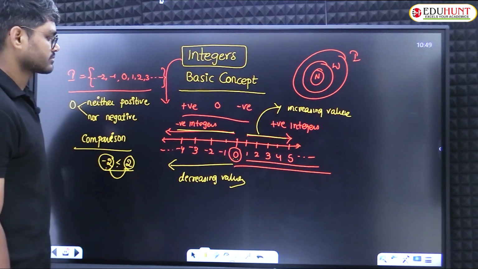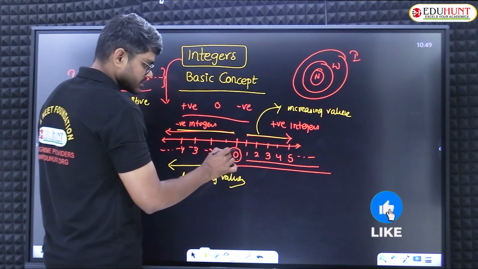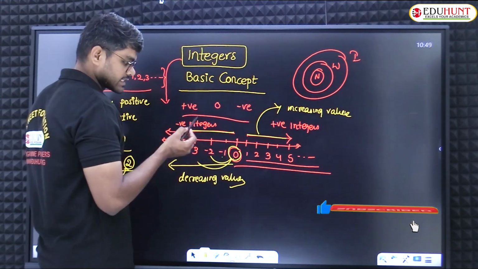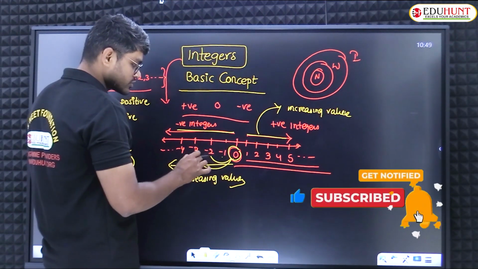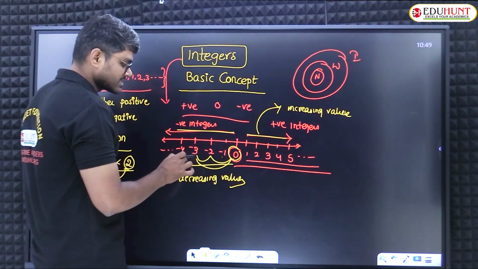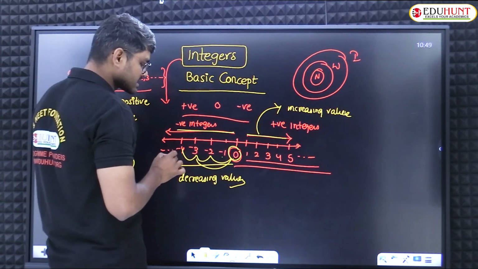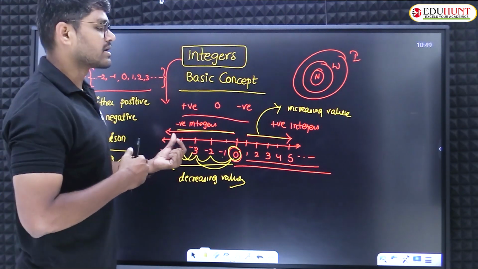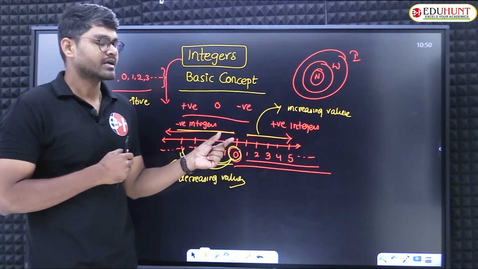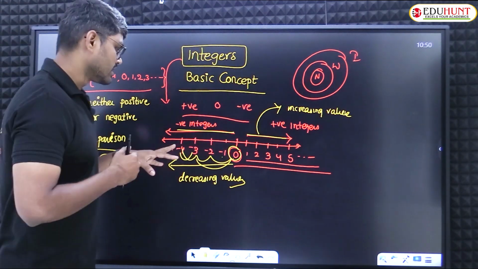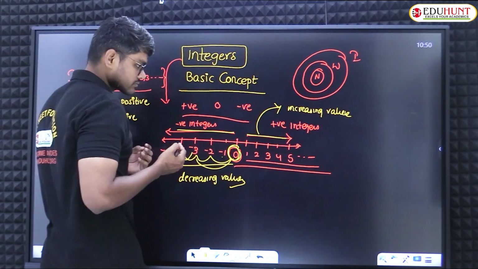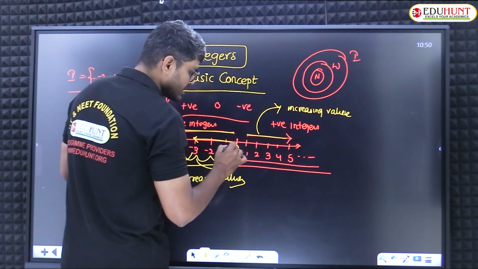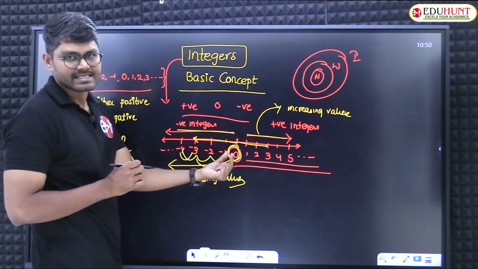That means 0 is greater than -1, 0 is greater than -2, 0 is greater than -3. Here -2 is greater than -3, -3 is greater than -4, -4 is less than -3. The distance between a positive number and the same negative number will be equal from 0. That means the distance from 0 to -3 and the distance from 0 to +3 will be the same.